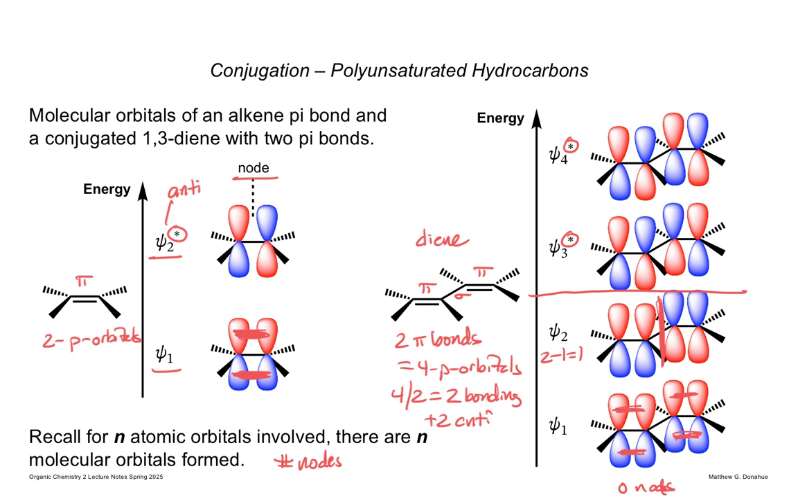So looking at psi3, which is an anti-bonding orbital, this now has 2 nodes. You can see the node between 1 and 2 and between 3 and 4. Psi4 should have 3 nodes, so essentially we're going to alternate as we move along the carbon chain.